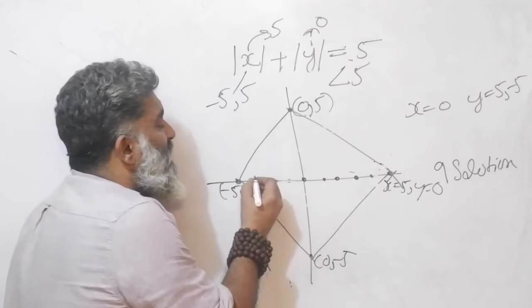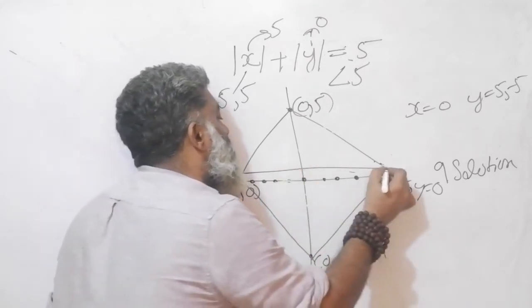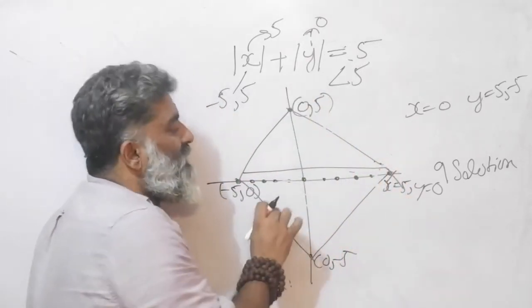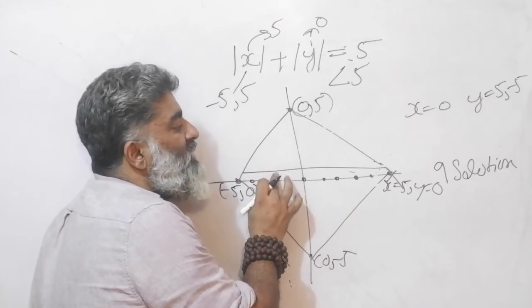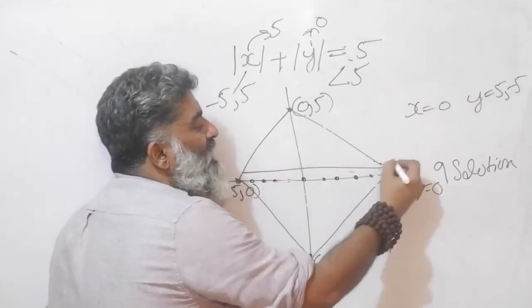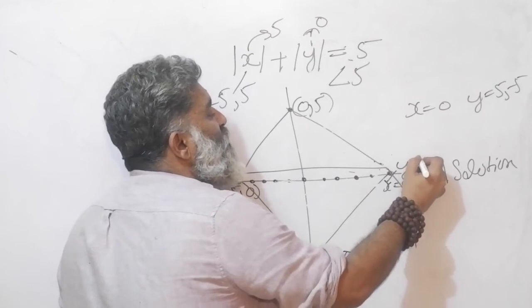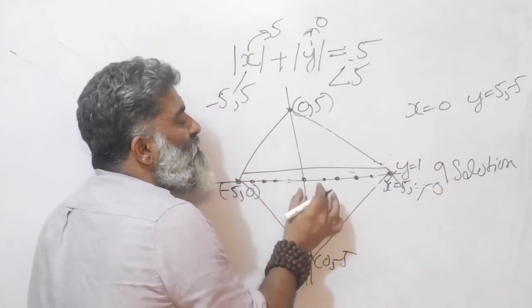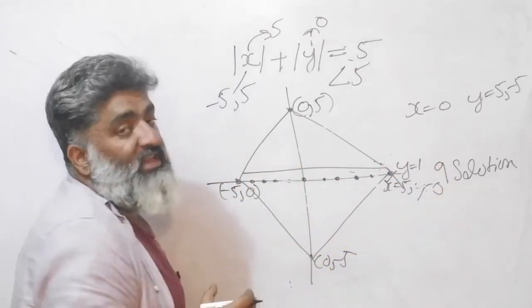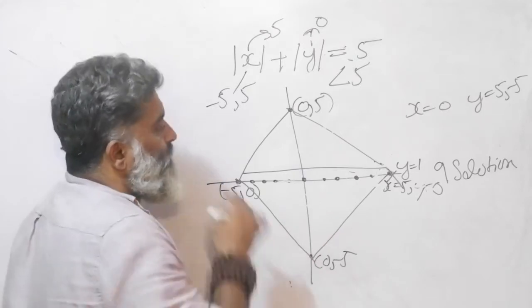Go one step ahead. Think of the next horizontal line. You could have also done the process vertically. Think of the next horizontal line. What does this mean? This whole line is y is equal to 1. You were at y is equal to 0. Now I am thinking about y is equal to 1.